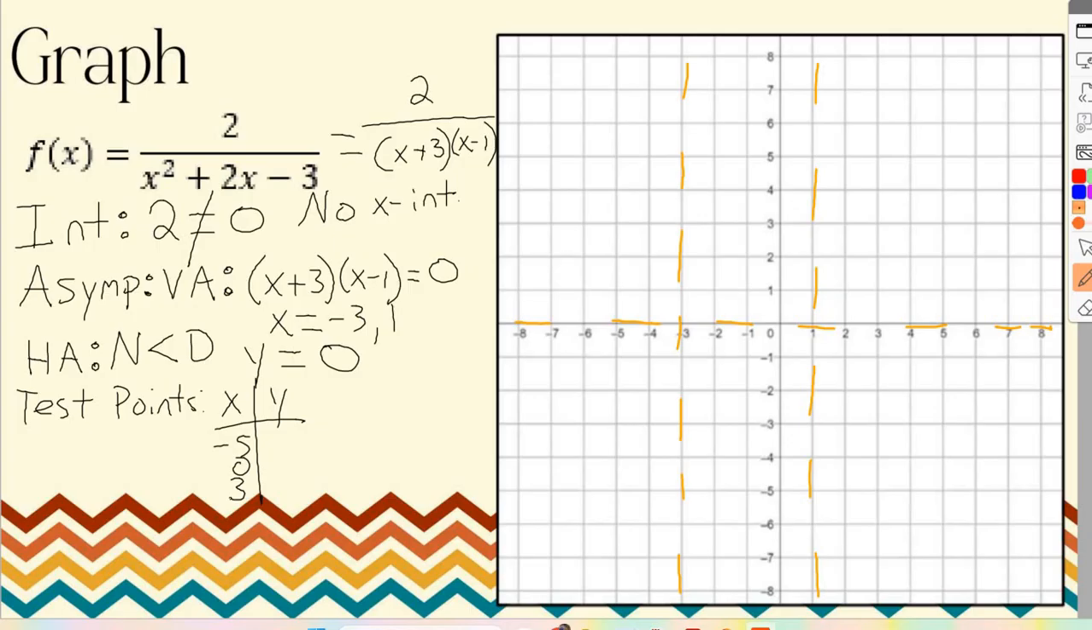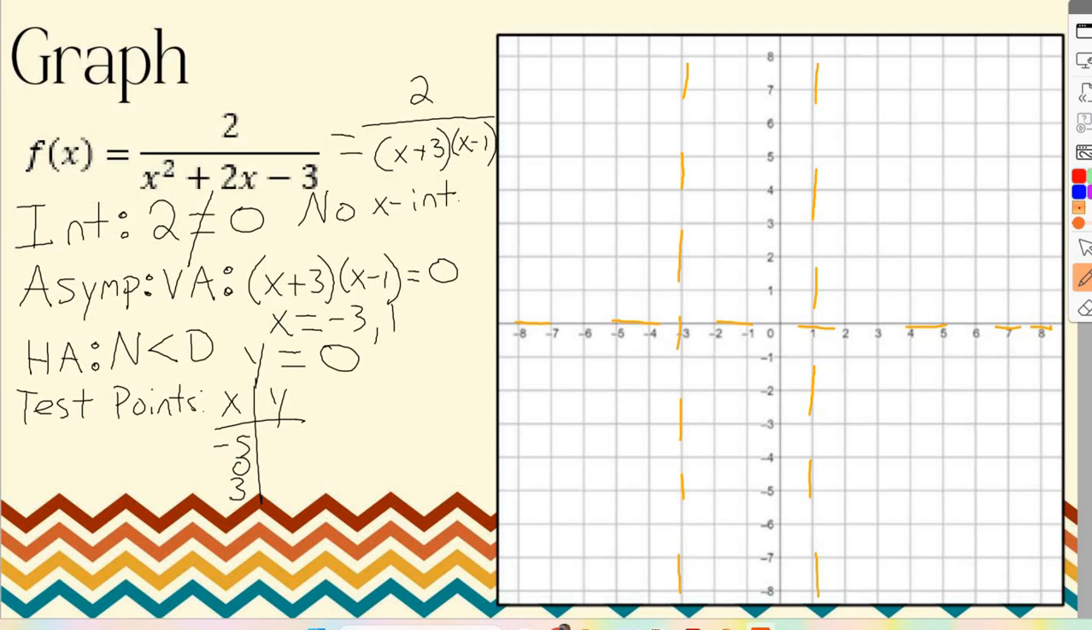Could I have picked different numbers? Yeah, that's why it's called test points, because you're just testing a couple of points. So if your partner or someone else at your table picks different points, that's okay. You will still end up with relatively the same looking graph, even if you pick slightly different values. What do you think of that? Yes, no, maybe?